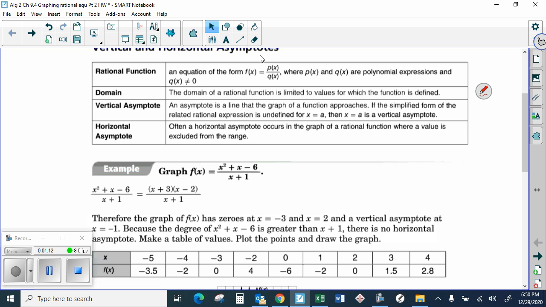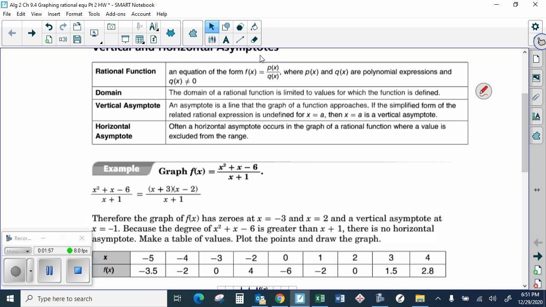Domain. The domain of a rational function is limited to the values for which the function is defined. That means where you can plug in values. Well, where can you not have 0? In the denominator. Okay, so x cannot equal -1. That would make it 0. So the domain would be all real x except -1. Or someone will just allow you to say domain equals that. We'll say DOM for domain: x is not equal to -1. Okay.